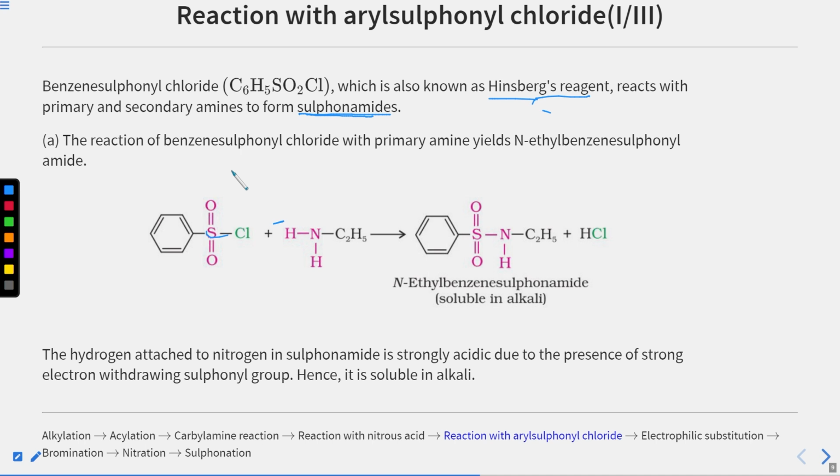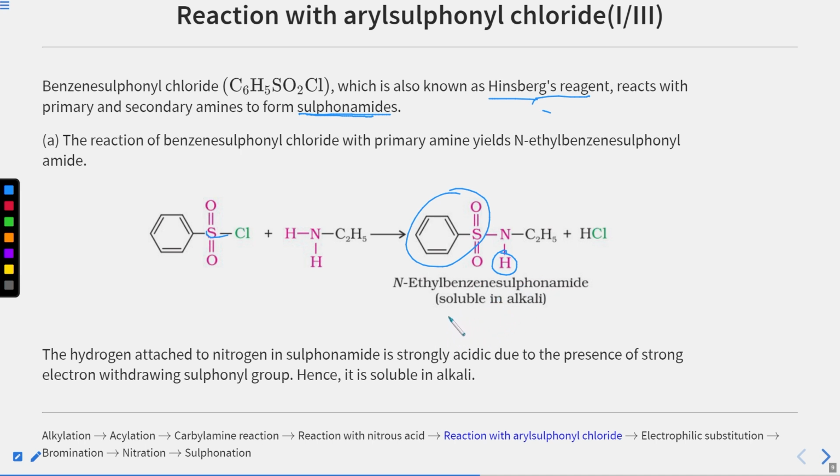So you will see the reaction. First of all, let us treat with the primary amine. If we treat this with the primary amine, it quickly reacts with this. The hydrogen attached to the nitrogen in the sulfonamide is strongly acidic due to the presence of a strong electron withdrawing sulfonyl group, and it is soluble in alkali. Okay, it is soluble in alkali.